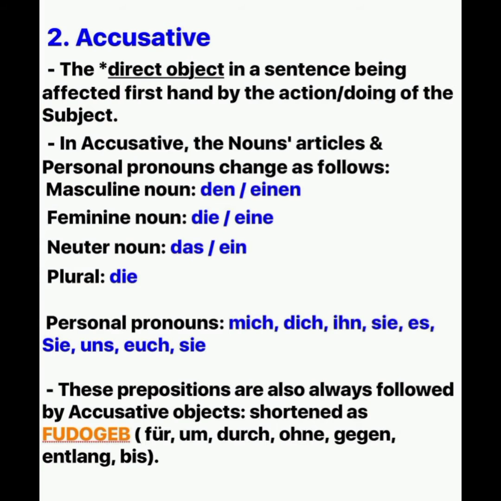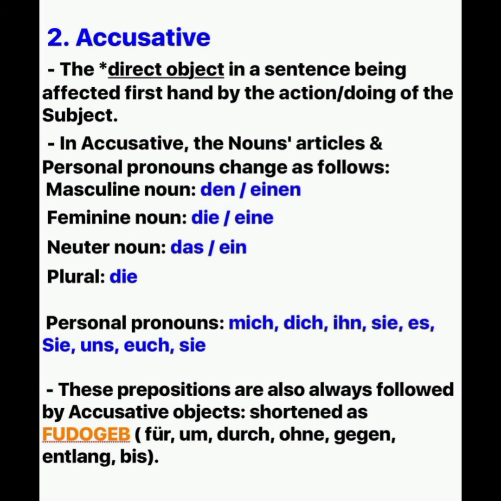Sie, she, remains sie, her. S remains S in accusative. Then the big capital S-I-E, Sie, remains Sie, you, formal you, yeah? And then wir, which is we, now becomes uns in accusative, us. Ihr becomes euch, you, and then sie remains sie, they. I hope you get them up until there, okay?